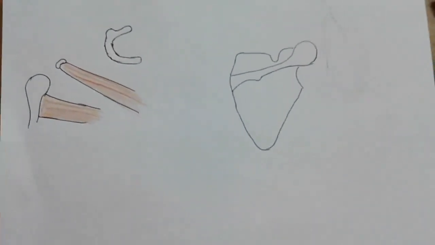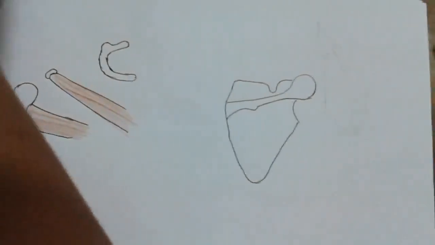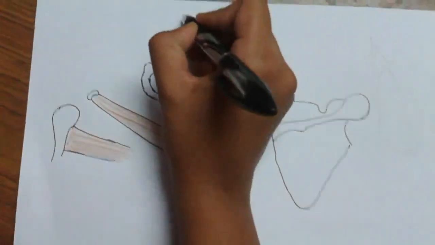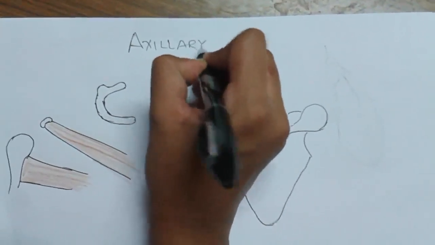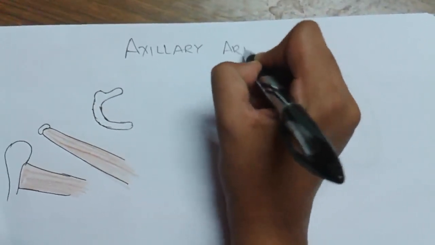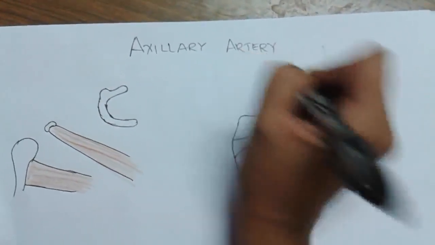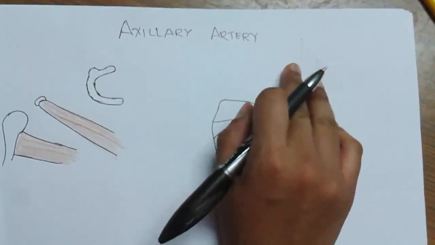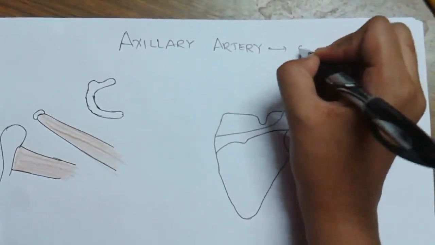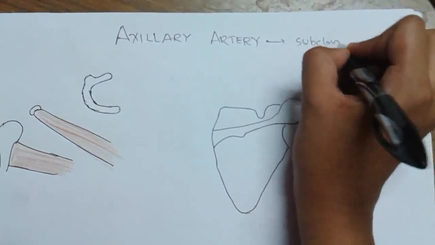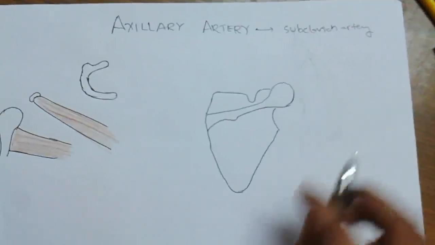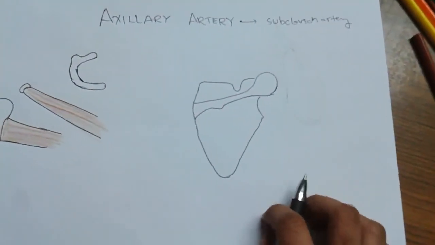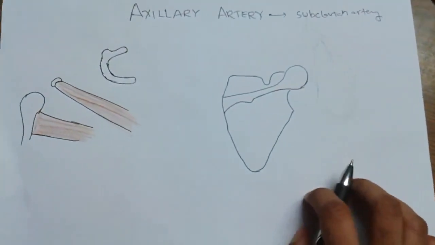Hi friends, now I'm going to explain to you about the axillary artery. The axillary artery is the main artery that you will be seeing in the upper limb. This axillary artery is the continuation of the subclavian artery. The subclavian artery, after the first rib, forms the axillary artery. So what does this axillary artery do?